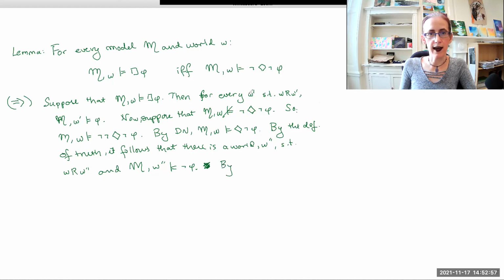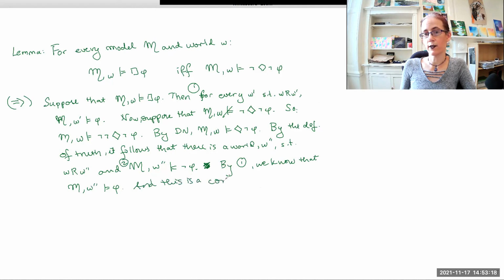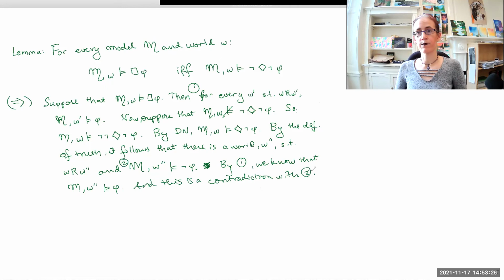Let's just go back and label this 1 so that we can refer to it easily. So by 1, we know that since W can see W2 prime, W2 prime makes phi true. And this is a contradiction with the thing that I just went back and labeled 2 so that I could refer to it easily. There you go. So if necessarily phi is true at W, then not possibly not phi is true at W.